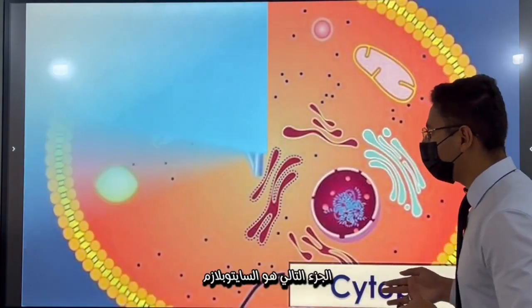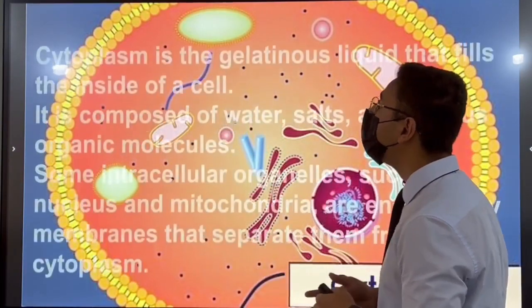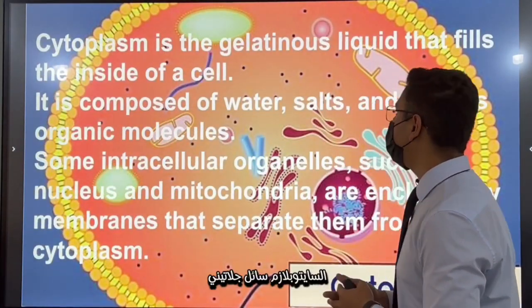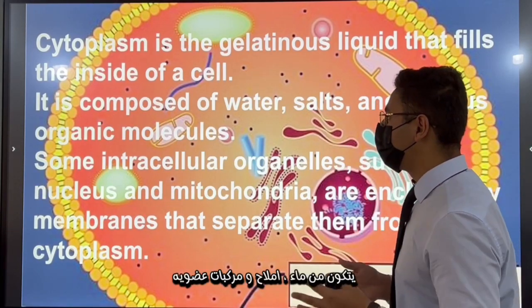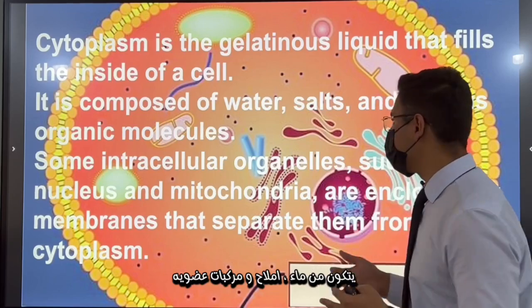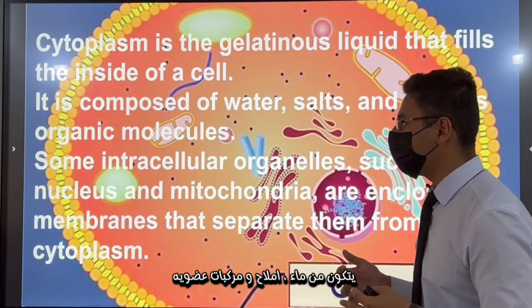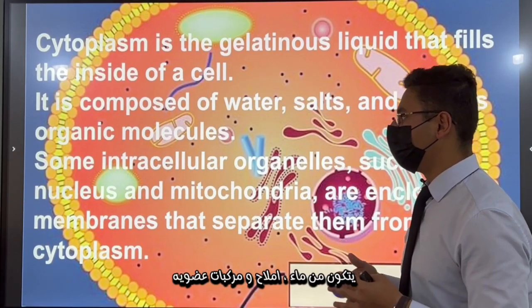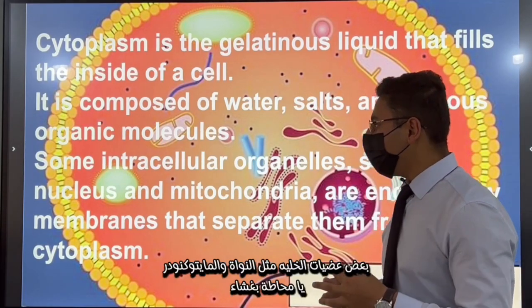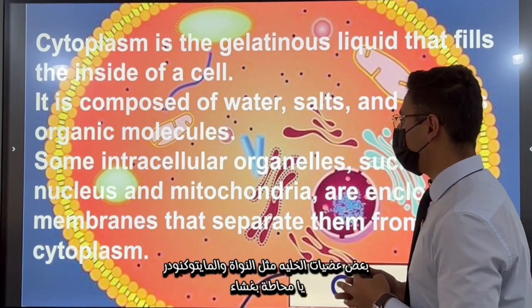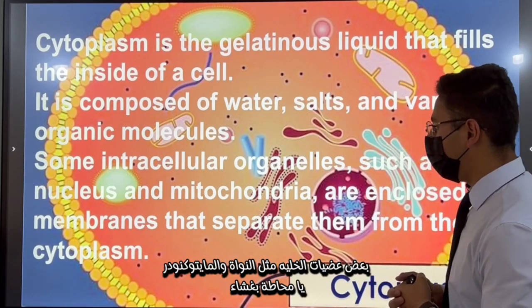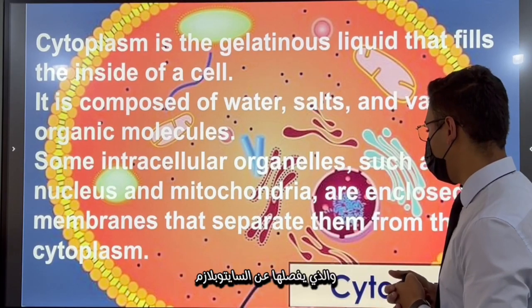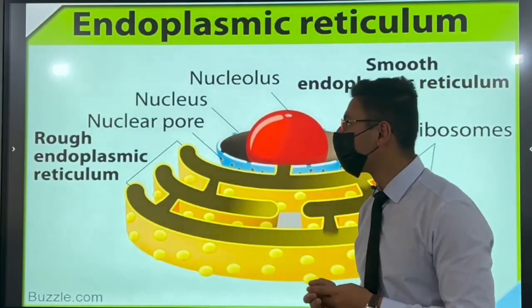The next part is the cytoplasm. Cytoplasm is the gelatinous liquid that fills the inside of a cell. It is composed of water, salts, and various organic molecules. Some intracellular organelles, such as the nucleus and mitochondria, are enclosed by membranes that separate them from the cytoplasm.